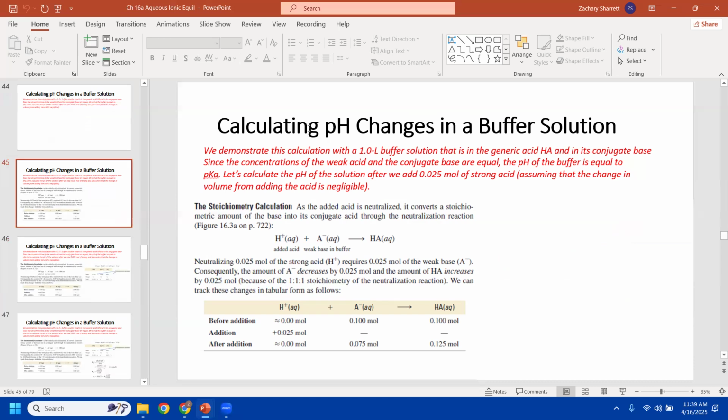We are starting off with 0.1 molar of each, I believe. Okay, so we're starting with a 0.1 molar HA and 0.1 molar NaA.